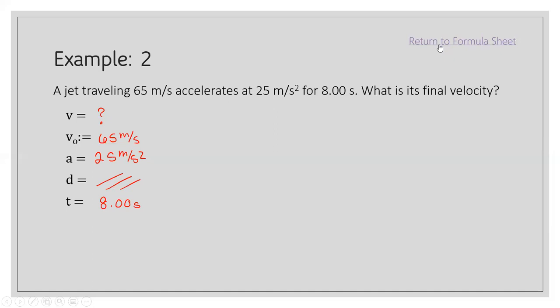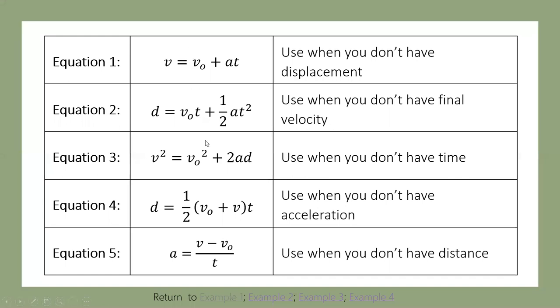I need an equation that does not include distance or displacement, but has everything else. So let's return to the formula sheet. Looking at our formula sheet, I see there's no d here and there's no d in 5. Actually, equation 1 and equation 5 are really the same equation. I probably didn't need to put them up twice, but whatever. Sometimes the brain doesn't always do what you want it to. So let's use equation 1. We don't have displacement and we don't need to know it, so we'll use that one.